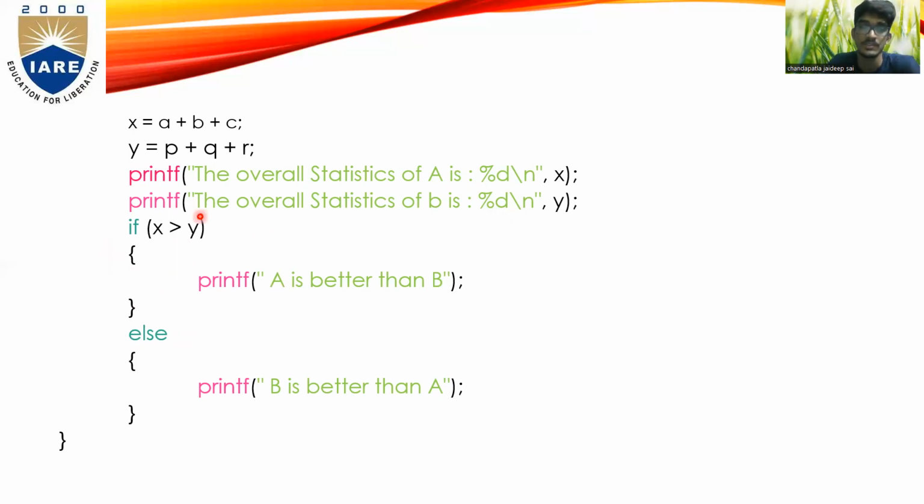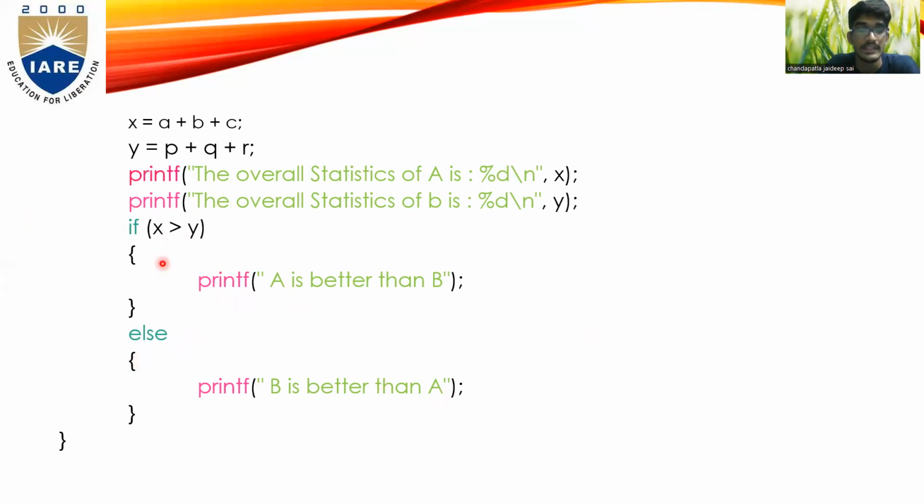So here we are using if else statements. The condition which I gave is x greater than y. The x value is a plus b plus c, so x is the summation, the statistics of A. So x greater than y is the condition. If this if condition is satisfied, then this statement will be executed. Otherwise, this else statement will be executed.